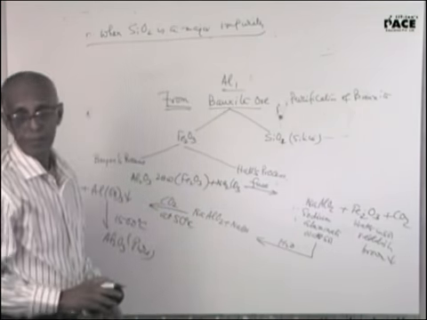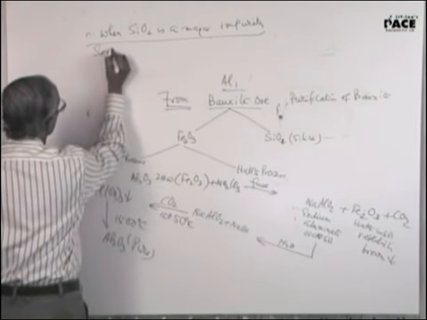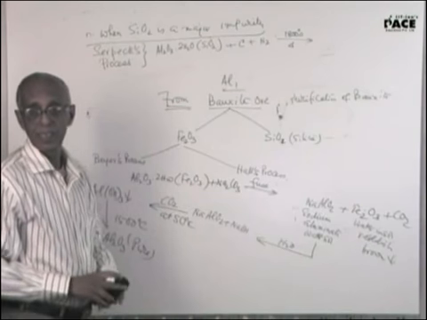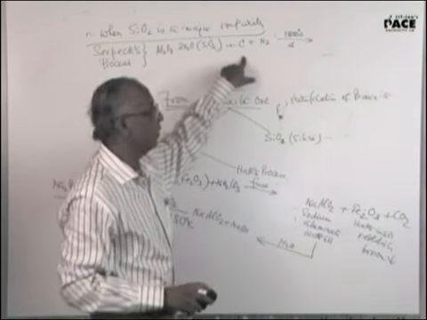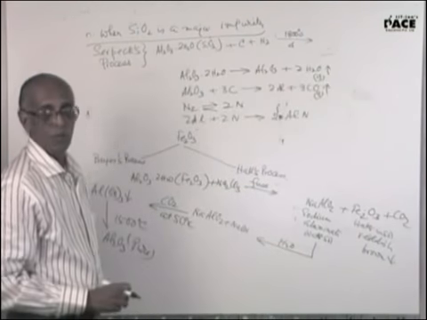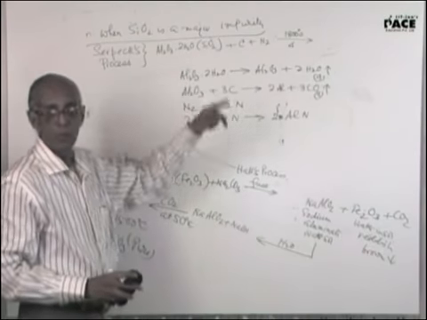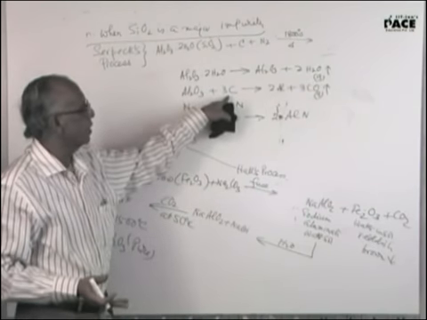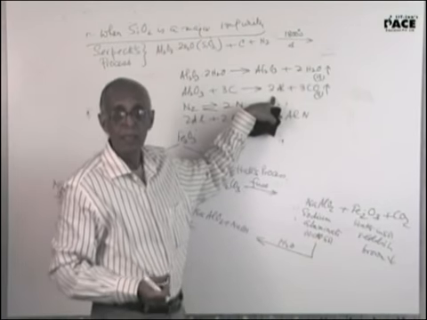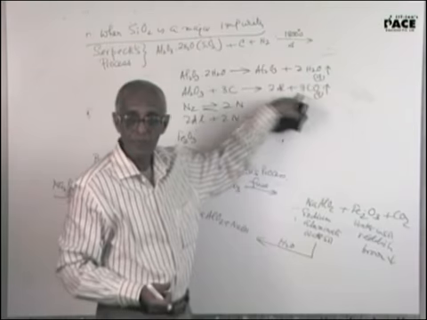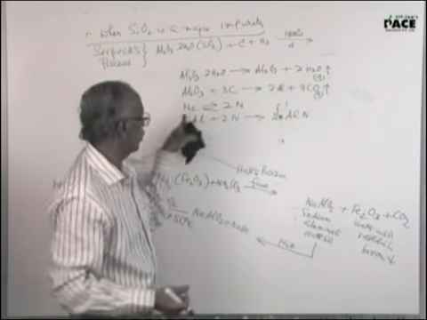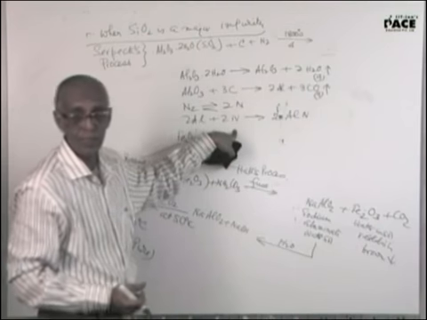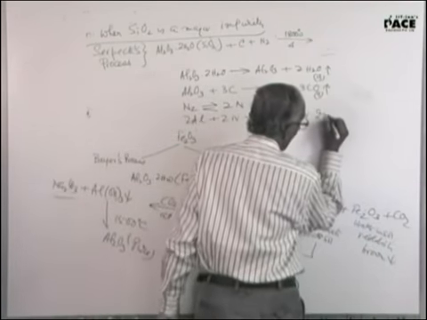When silica is a major impurity, it is called Serpeck process. You heat it in an electric furnace at 1800 degrees Celsius containing bauxite, carbon and pass nitrogen gas. So when I heat it, the water molecules which were associated with bauxite will go out in the form of steam. Aluminium oxide will be reduced by carbon to form aluminium metal and carbon monoxide. The nitrogen molecule will dissociate at high temperature to nitrogen atoms. And aluminium reacts with nitrogen atoms to form aluminium nitride, an ionic nitride.